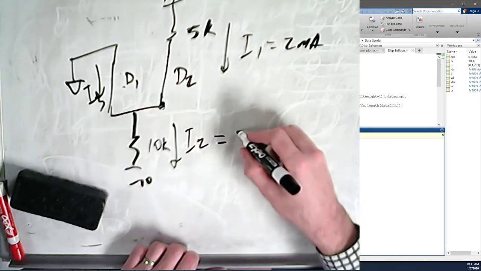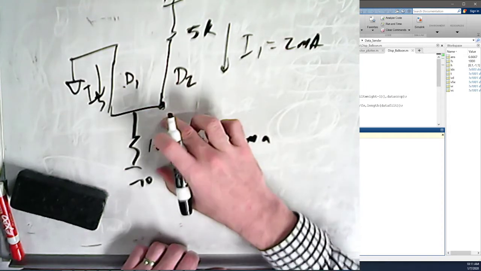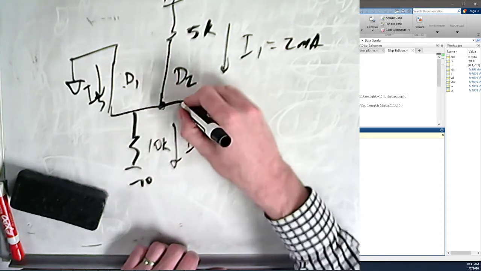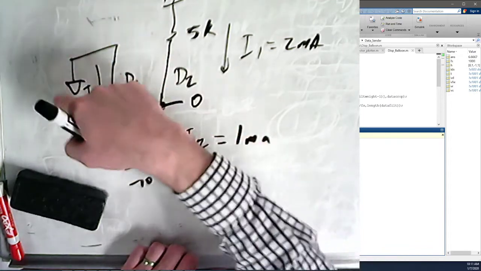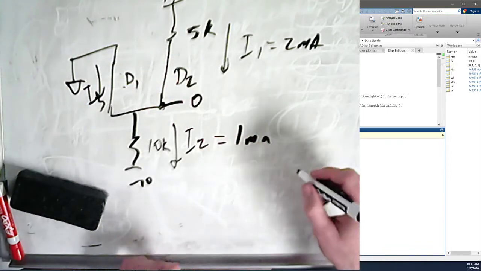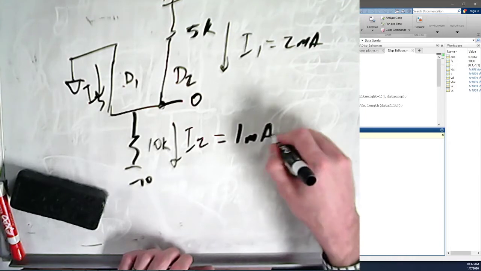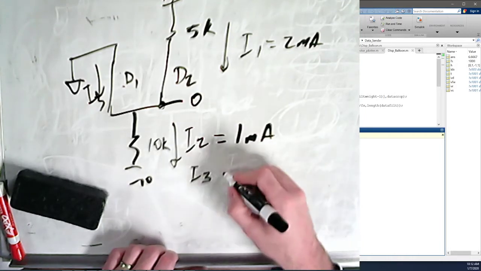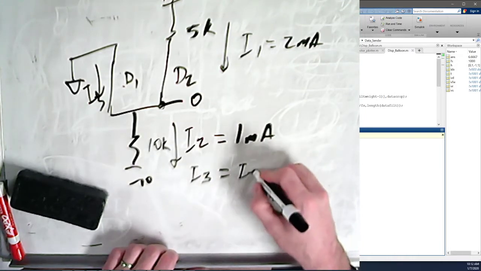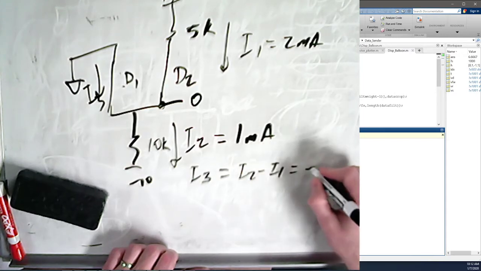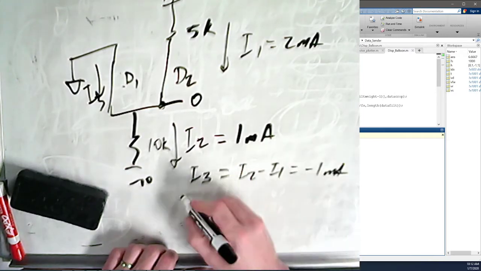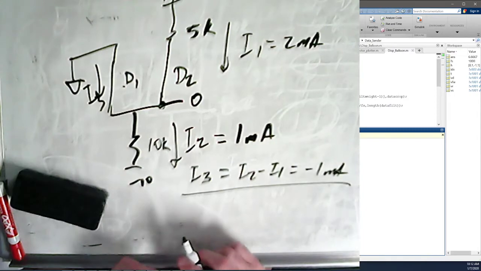I1 in this case is 2 milliamps. I2 is going to equal 1 milliamp. Why? Because 10 volts, 10K. Okay. Because this would be 0 volts because that's a shorted diode. And that means I3, same math, is equal to I2 minus I1, which is equal to minus 1 milliamp. And you say, uh-oh, that means that we are in trouble.